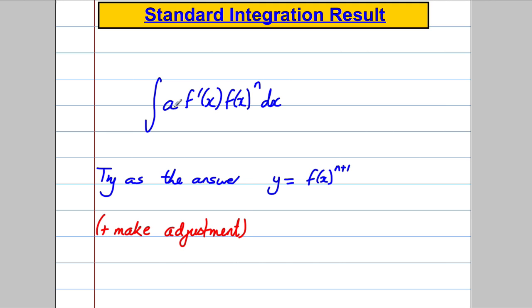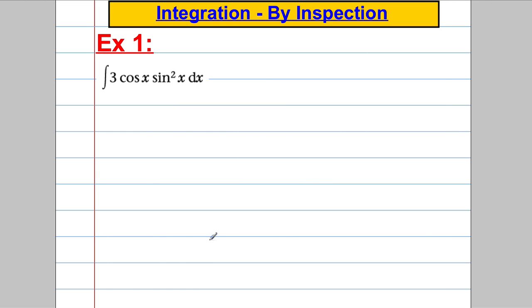So these are the sort of things we're looking out for. If we see anything of this type of form here, then we're going to think integration by inspection and try this answer. So let's give it a go with a few examples. We're integrating 3 cos x sine x squared. So actually I'm just going to rewrite that in the following way. This might help us. 3 cosine x, sine x all squared, with respect to x.